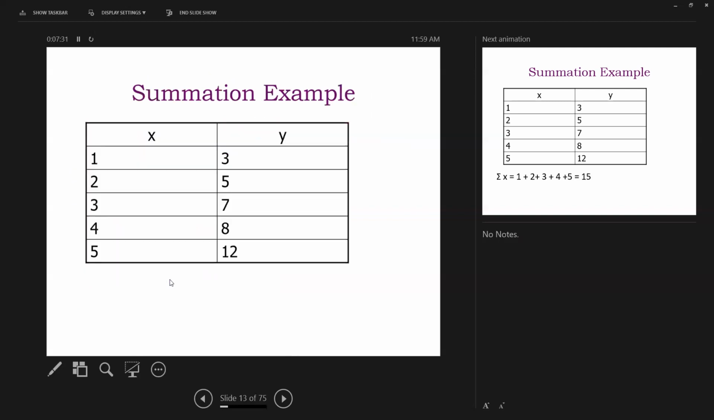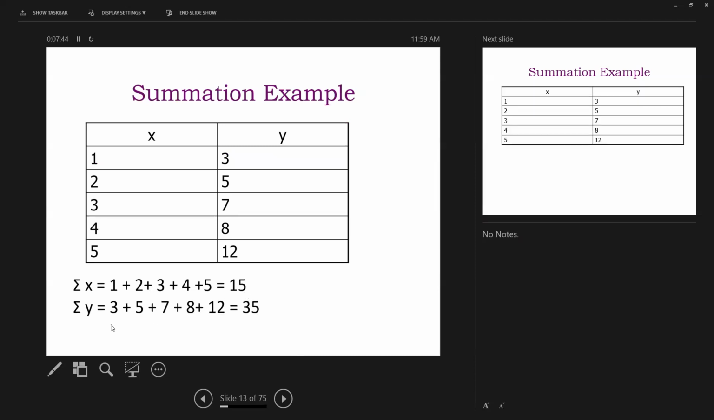So for example, if we have sigma x, that means we have to add up all values of x. 1 plus 2 plus 3 plus 4 plus 5 is 15. If we have sigma y, this means add up all the values of y. 3 plus 5 plus 7 plus 8 plus 12 equals 35.